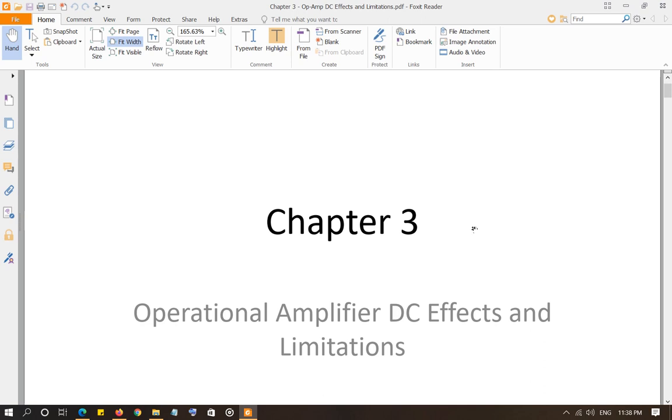Ideal values are perfectly fine to be used under all situations if you are operating the operational amplifier at a low frequency or DC value. Low frequency means 5, 6, 7, 8, 9, 10 hertz, something like that.